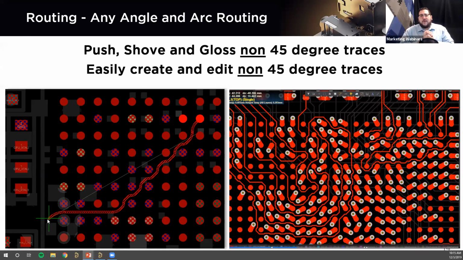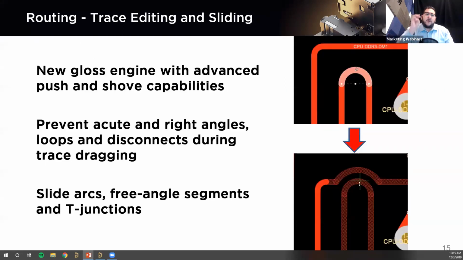Non-45-degree traces are very simple to create now. You can easily create and edit these traces as well. You can get results that look very similar to when they were back in the tape and Mylar days. On top of that, with this new engine, you have advanced capabilities to push and shove. You can even get arcs that push up into other traces. And this will help prevent both acute angles and right angles. It's going to prevent acid traps. It's going to prevent loops and disconnects while you're routing.